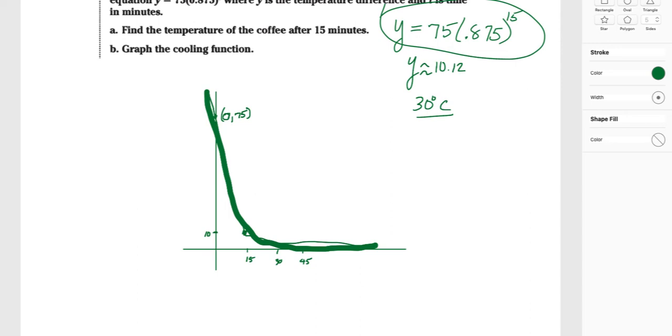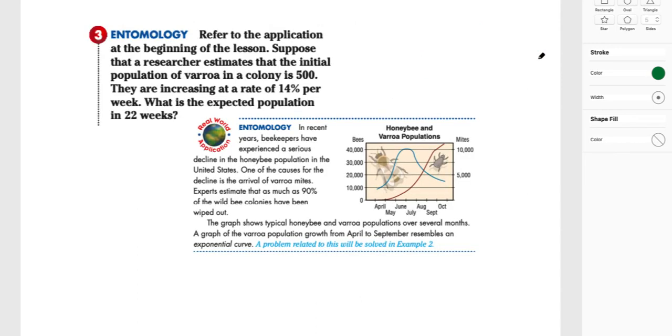All right, let's go on to example 3. This example comes from the text, and example 3 is like a real life one. So we're dealing with entomology. In recent years, beekeepers have experienced a serious decline in the honeybee population in the United States. One of the causes for the decline is the arrival of the Varroa mites. Experts estimate that as much as 90% of the wild bee colonies have been wiped out.